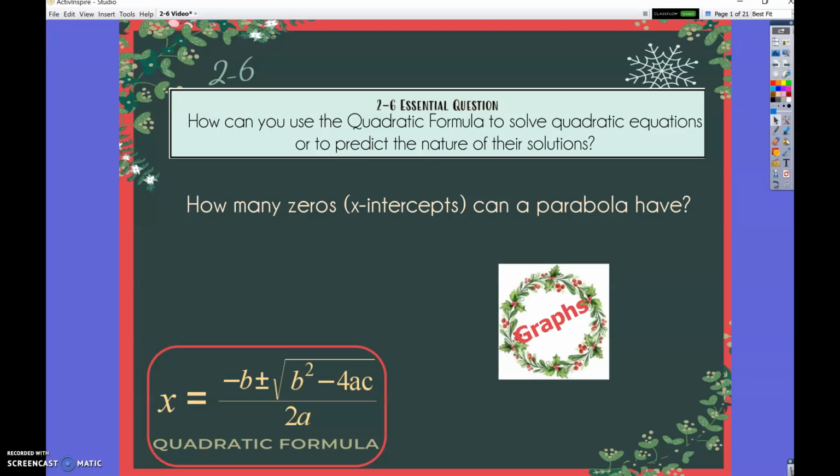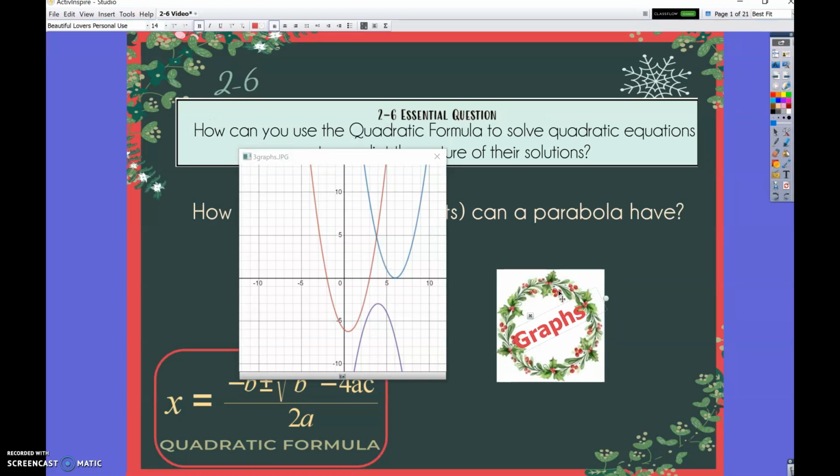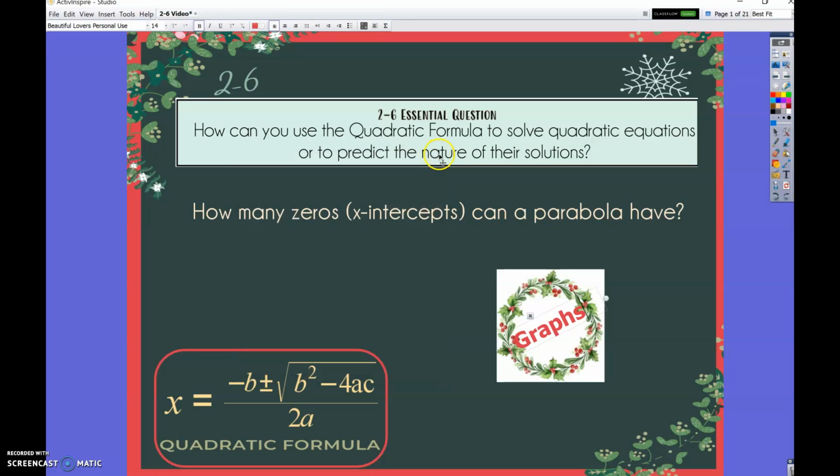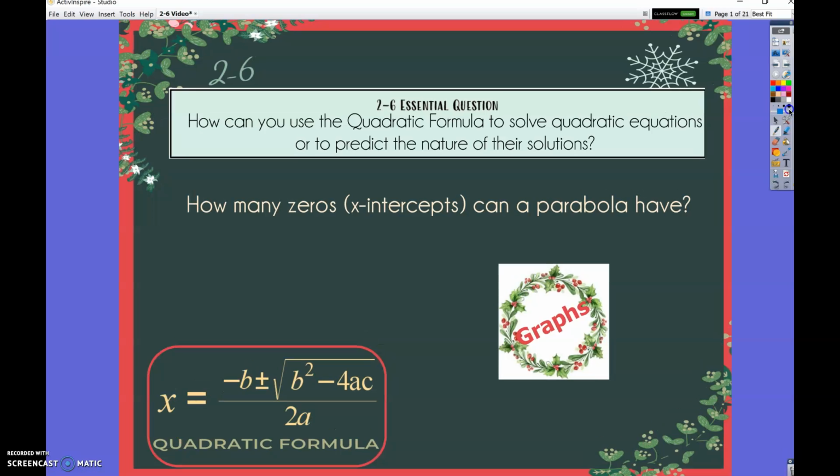If we look at the graphs of them, remember zeros or x-intercepts are where it crosses the x-axis. If we take a look here, we can see this one, the red one, crosses 2 times, the blue one crosses 1 time, and the purple one doesn't cross at all. Therefore, we would say a parabola can have 2, 1, or 0 intercepts.